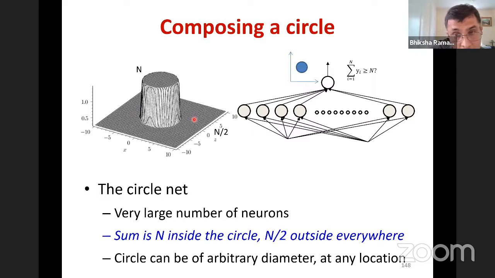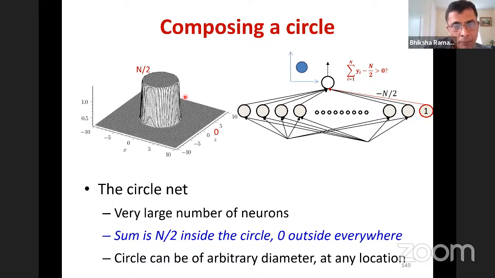So you can design the circle to be of arbitrary diameter centered at any point, but in the limit, as n becomes very large, as n approaches infinity, the sum of the outputs of the neurons in the hidden layer is going to end up looking exactly like a cylinder with n over 2 outside and n inside. If I add a bias of minus n over 2, then the sum is going to become 0 outside the cylinder and n over 2 inside the cylinder.